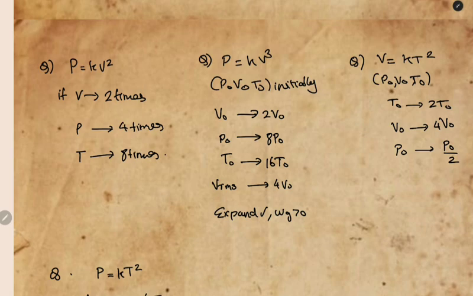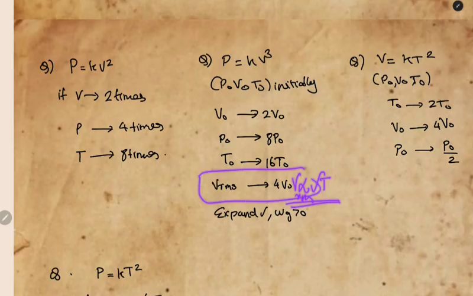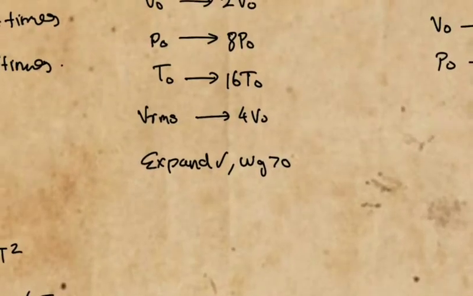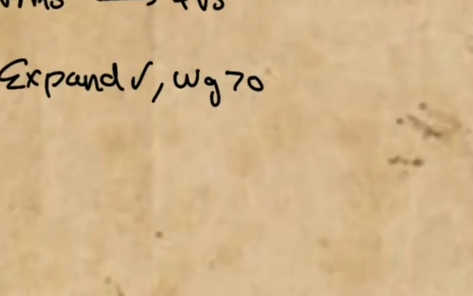And remember, VRMS is directly proportional to root T, right? So in that way, you can also find this. Just pause the video and try to do it by yourself. These are the easiest ones.